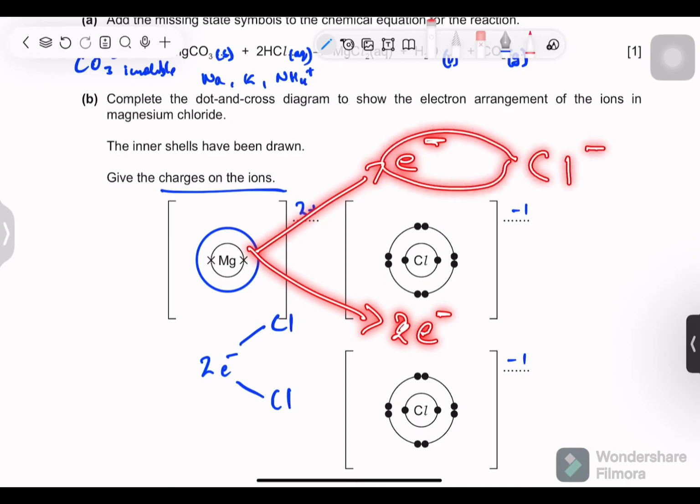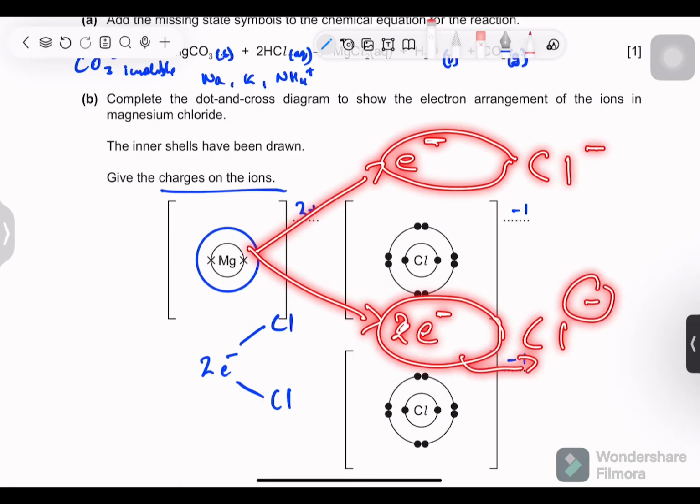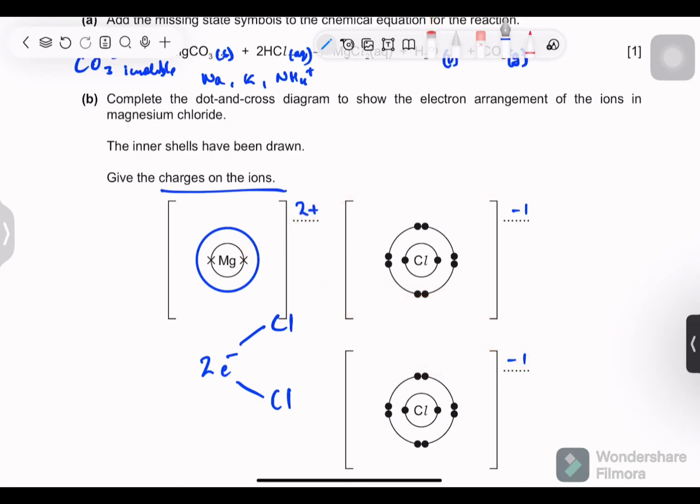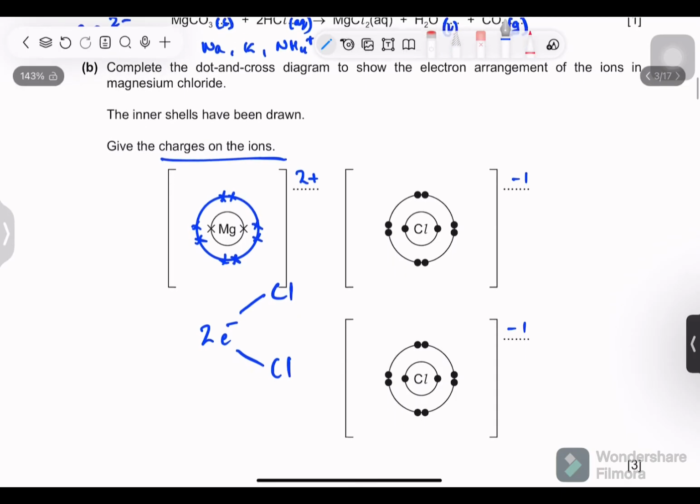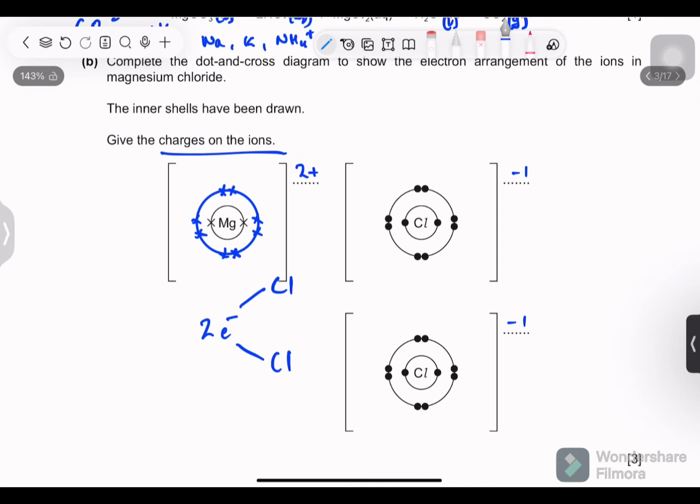So this takes 1 electron, and this takes 1 electron, each having a charge of minus 1. So the magnesium ion has 8 outer shell electrons, and it has given 2 electrons to the chlorine, 1 to each.